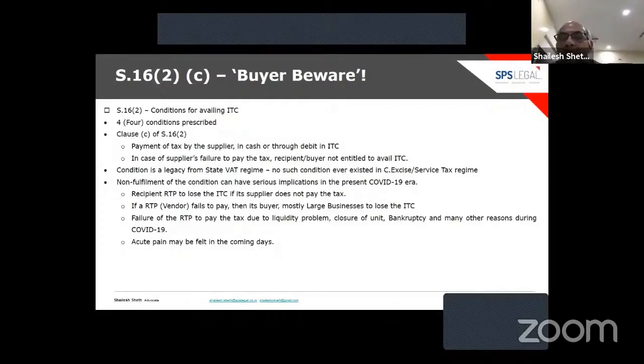And shayad this in the coming days, in another 2-3 years, 4 years, this problem is going to surface like anything. That is what my apprehension is. Next.